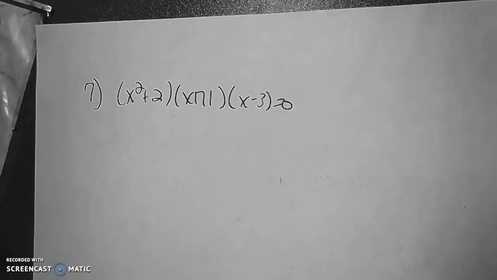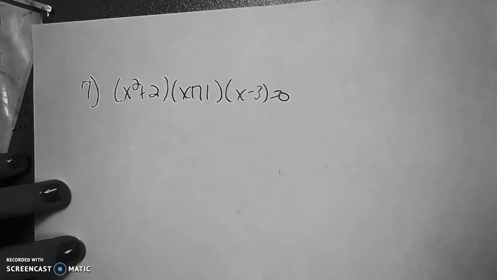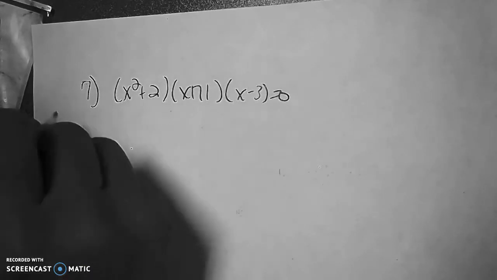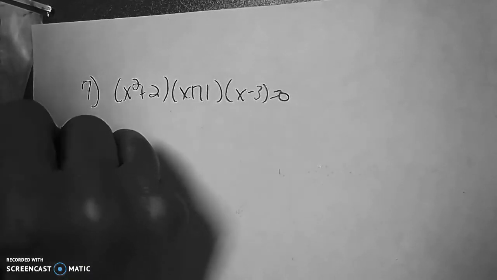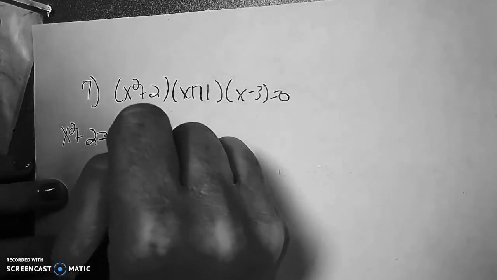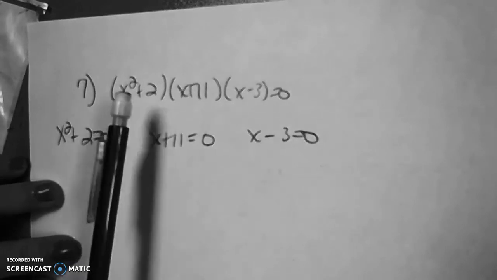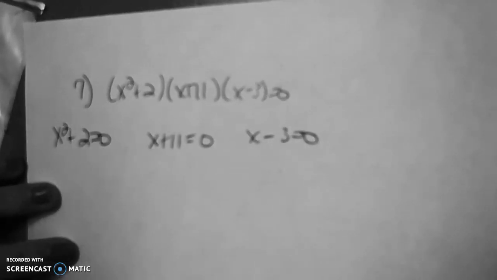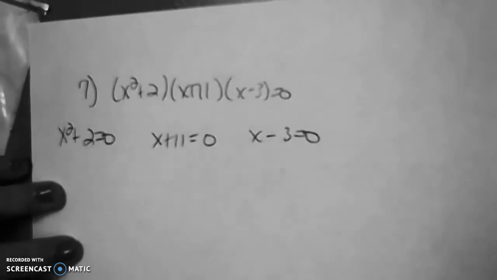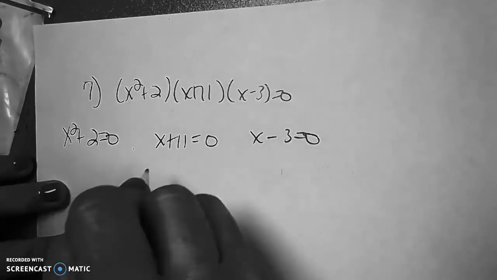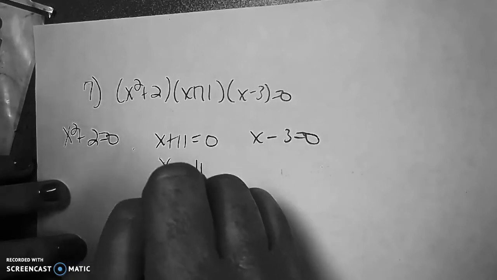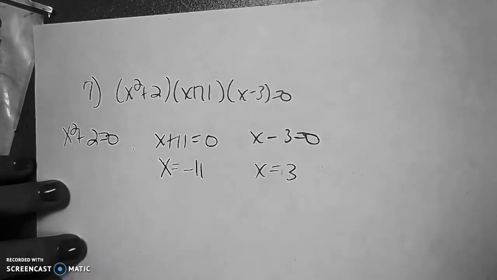A couple of you asked about number 7. I did leave an answer off the answer key on number 7. One of the nice things about number 7, it's already factored. So I know by the zero product property, I can set each factor equal to 0. And by the way, this should have 4 solutions. 2 of them are very straightforward to find. I can see x equals negative 11, which is the one I left off the answer key.